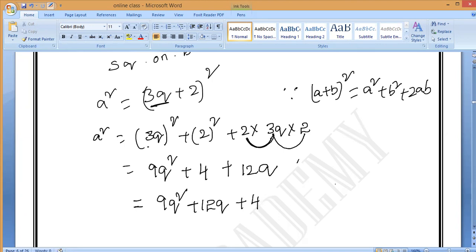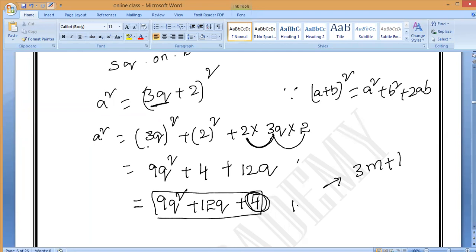Here we have to show that it is in the form of 3m plus 1. See this equation, here we don't have 1. We need to split. Here, 4 is there, ma'am. Write 4 as 1 plus something. Do you understand?